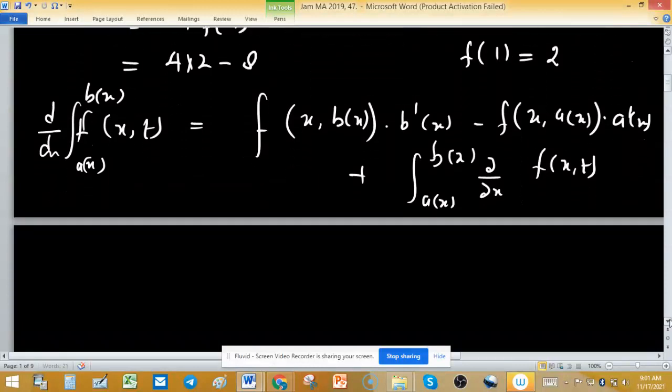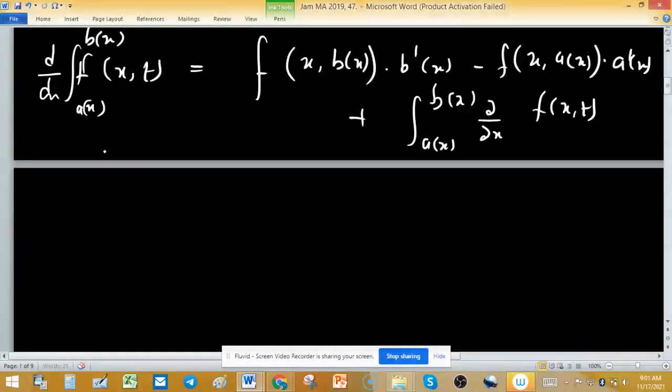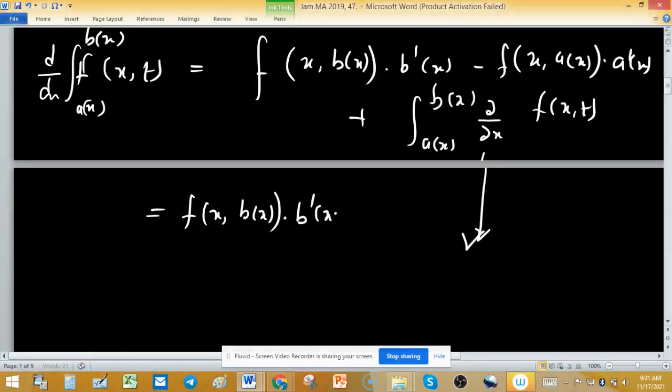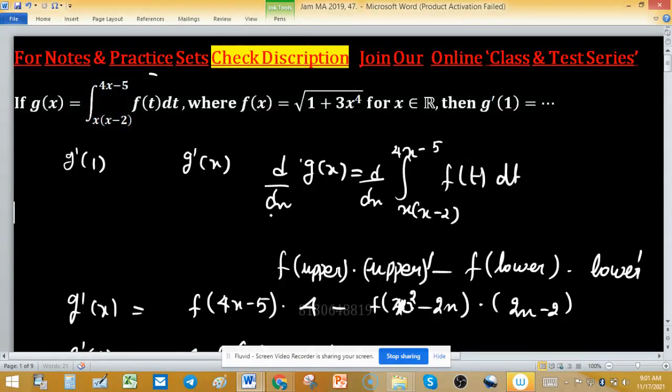Sometimes when the function is a single variable, then we can easily write this as: this term will go to 0, and finally we obtain only two terms, f of b of x into b dash x minus f of a of x into a dash x. So this last term becomes 0, and finally we obtain the answer.